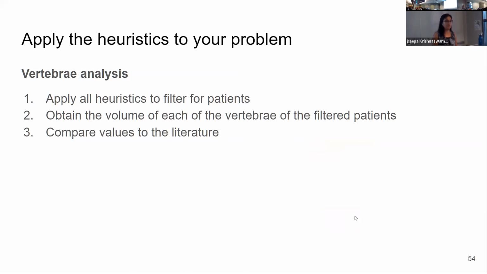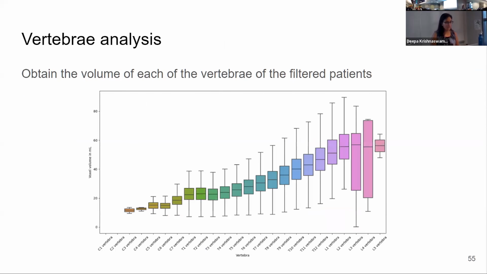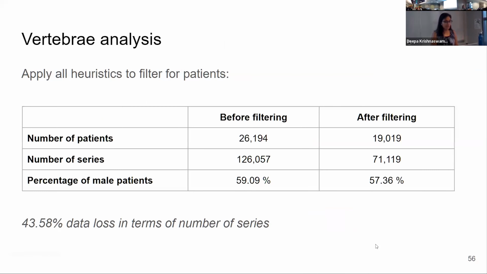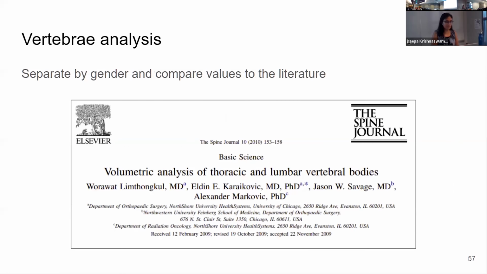And after all of this, what we want to do is actually compare to the population and compare our results to a paper. So this is an example of what we came up with. Okay, so we're plotting just the volume of each of the vertebrae. Here we're going from the topmost of the body to the bottom. And after all of our filtering of those 5 heuristics that I described, we have a 43% data loss, which might seem like a lot, but there's really a lot of patients that should have been actually removed in this case.